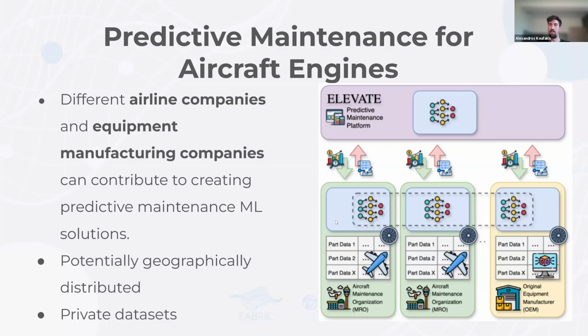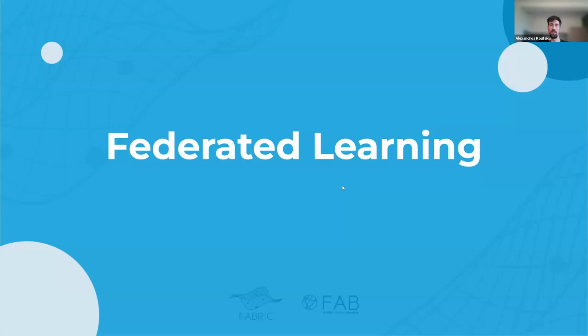Also note that in this scenario, each agent has the same features, but for different aircraft engines. So they share the same schema, but for different engines, different entities. While in the previous use case, the agents had complementary features, but for the same entities, which are two different types of federated learning, as we'll see in the next session by Jake.